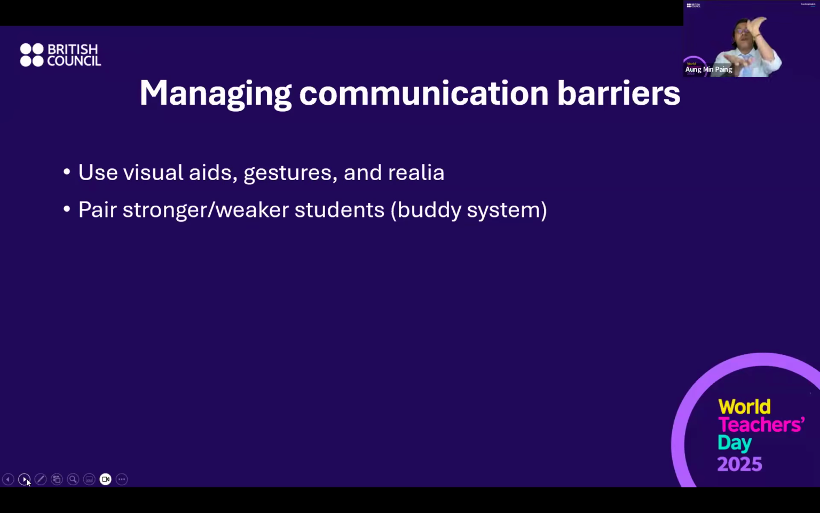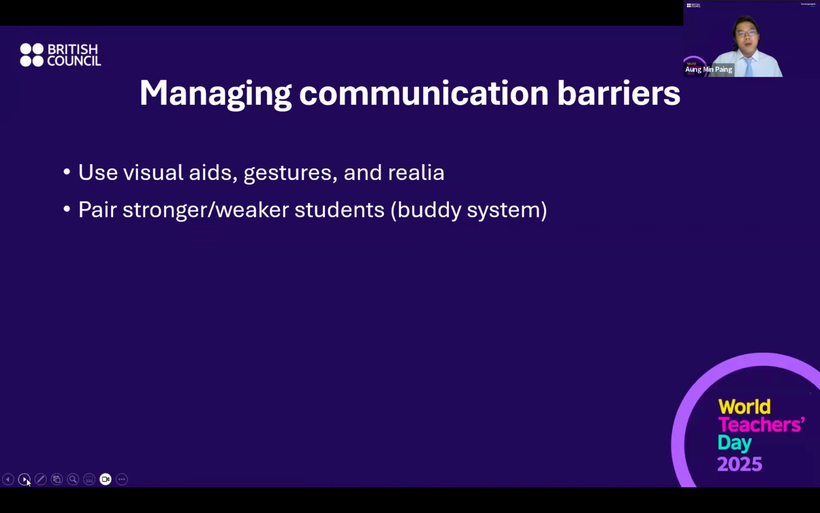Then we just show them, okay, this is realia. We just use the realia. We show them, okay, everybody, this is an apple. Then that could reduce teachers' talking time, enhance learner engagement, and at the same time help them see every single thing clearly, crystal clear, things like that.